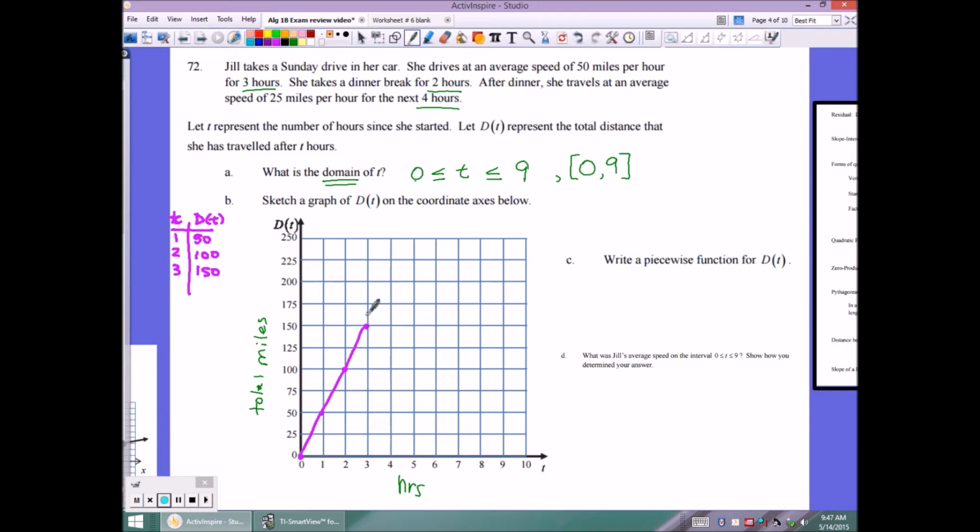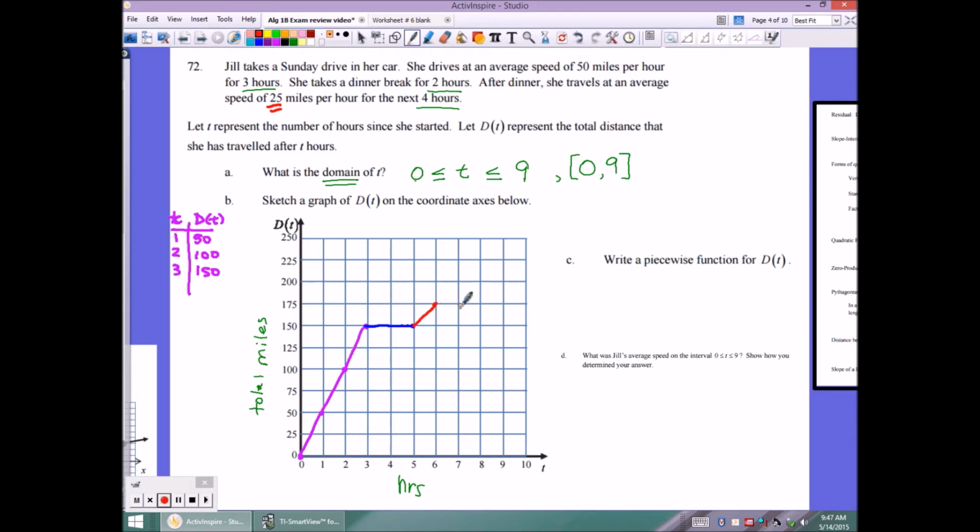Does she get further while she's sitting in the restaurant? I don't think so. So she is going to stay at 150 miles for 2 hours while she eats between 3 and 5. And then she decides, I'm going to get back in the car. So when she gets back in the car, now she's probably on little roads, not on the highway, so she's going only 25 miles per hour. So in 1 hour from 5 to 6, she's only going to travel 25 miles. So from 150 to 175.